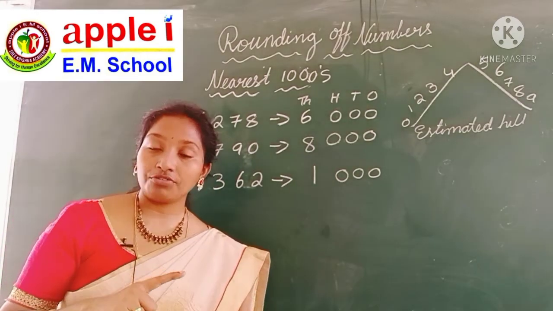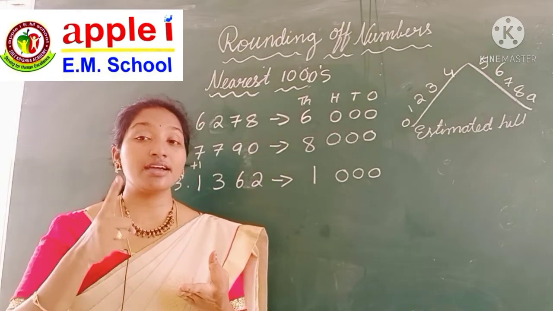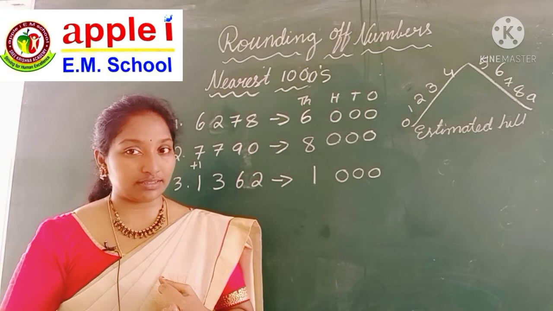Understood, children, how to write the estimated values? By rounding off to nearest tens, nearest hundreds and nearest thousands.